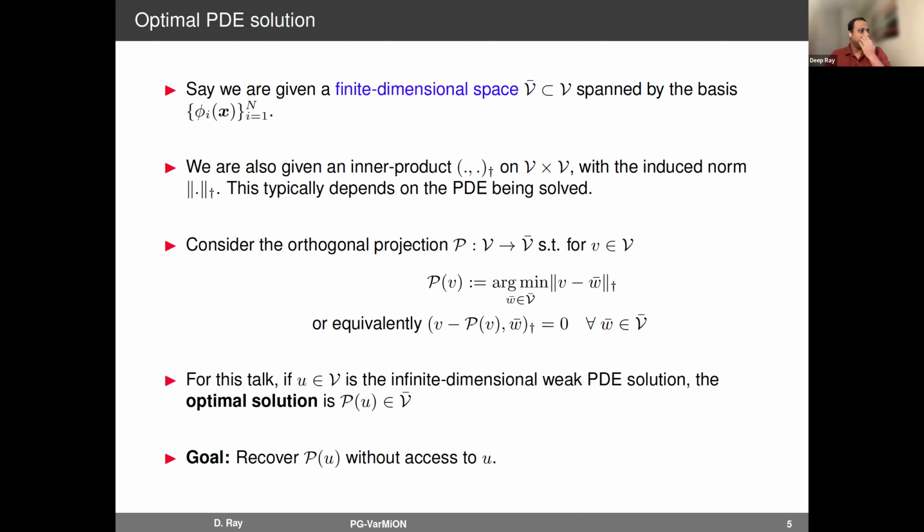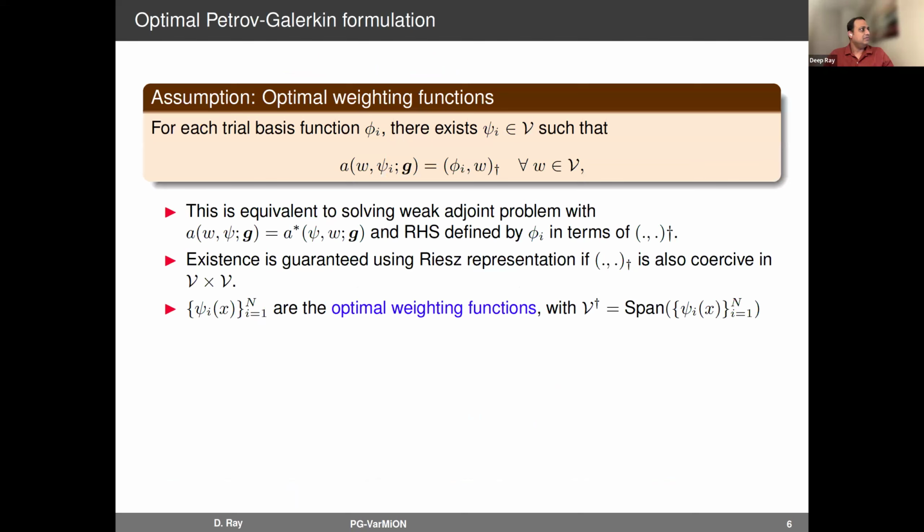All right. Okay. So moving on. Now let's come to this so-called optimal Petrov-Galerkin formulation, and let's see how this ties into this optimal solution. So we'll make an assumption over here, and this is an assumption about existence of something known as optimal weighting functions.